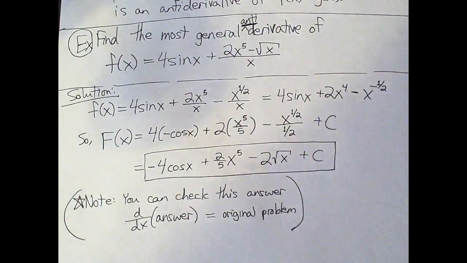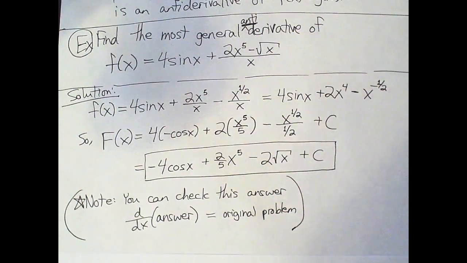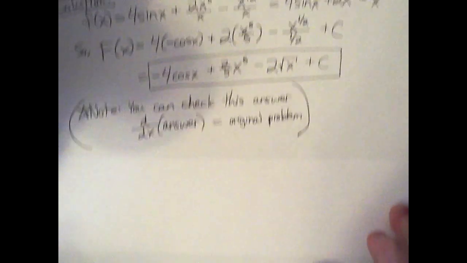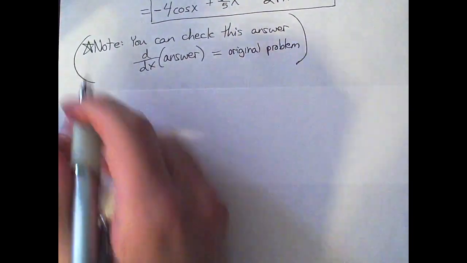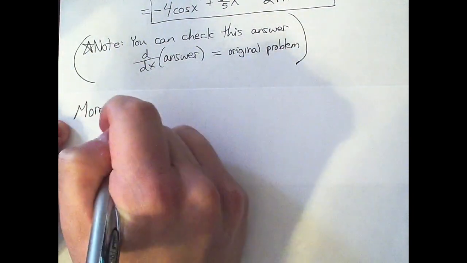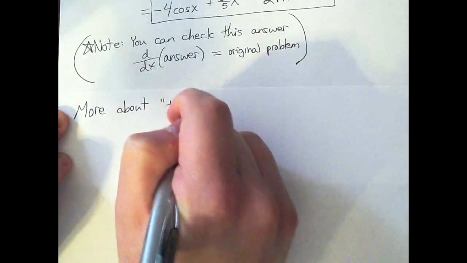I want to talk a little bit more about this plus c that we've been adding. It seems like any problem that's phrased this way, find the most general antiderivative of a function, it seems like we always have a plus c in the answer. Let's talk about this. More about plus c.